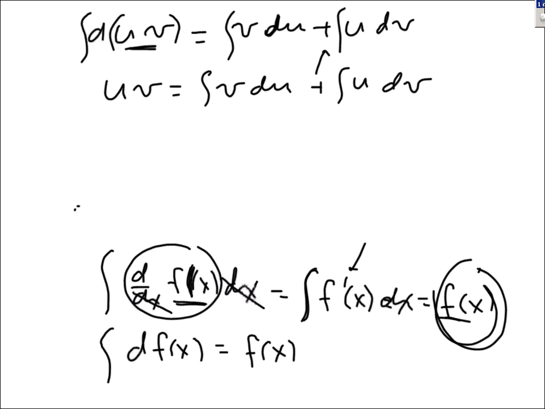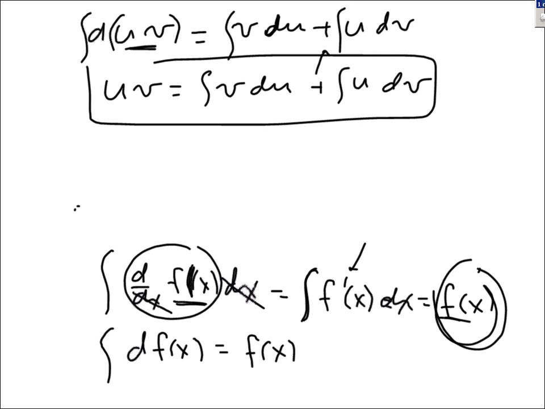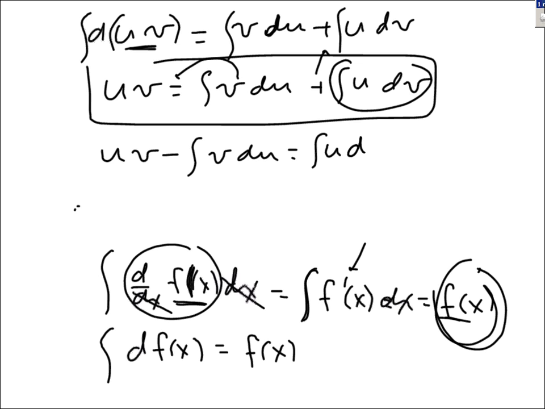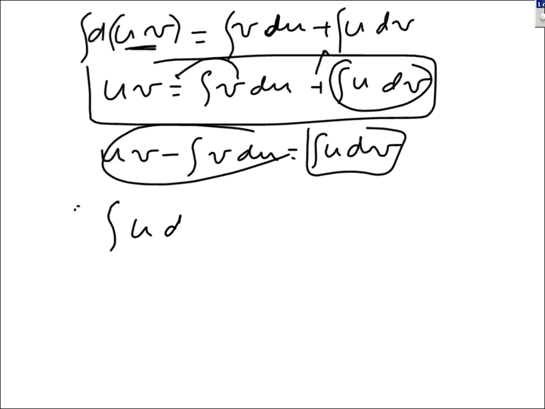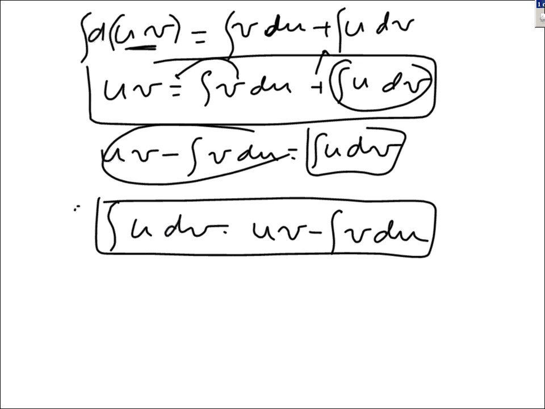Now, algebraically, we solve the equation for this. That is, we bring that to the other side. That is uv minus the integral of v du. This is equal to the integral of u dv. That is your integration by parts formula. I'm going to write the right side first: u dv is equal to uv minus the integral of v du. This is our integration by parts formula.